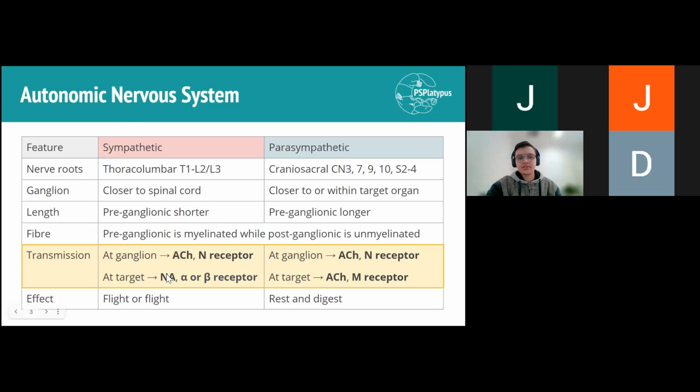With sympathetic, remember it's noradrenaline, not adrenaline, with the alpha or beta receptors with many, many subclasses. And then for parasympathetic, it's going to be acetylcholine mostly, not an N receptor this time, it's an M receptor, which again, we will discuss in a lot more detail.